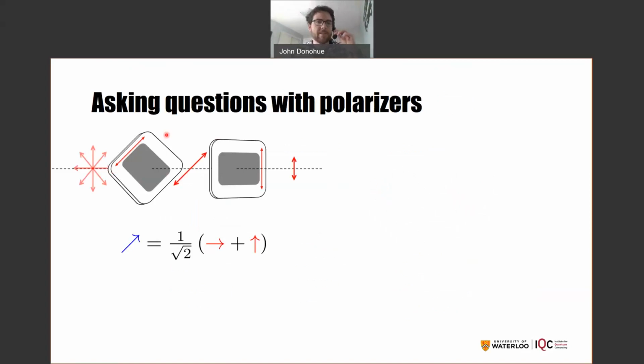So let's break that down a bit. So we're going to start off with a diagonally polarized photon. So we've started off with a source of photons, a diagonal polarizing filter.